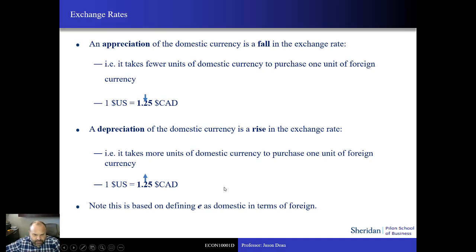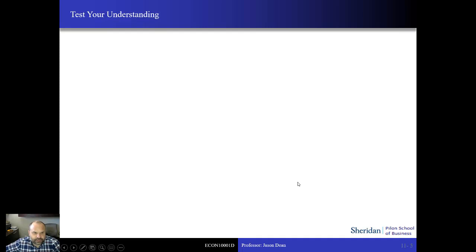So that's why it's best, when we talk about the exchange rates and whether they're appreciating or depreciating, to use those precise words, appreciate or depreciate. Because if you say the exchange rate fell, I'm not sure if you mean depreciation or appreciation because I don't know how you've defined the exchange rate. Okay, so just be clear on the use of those terms.